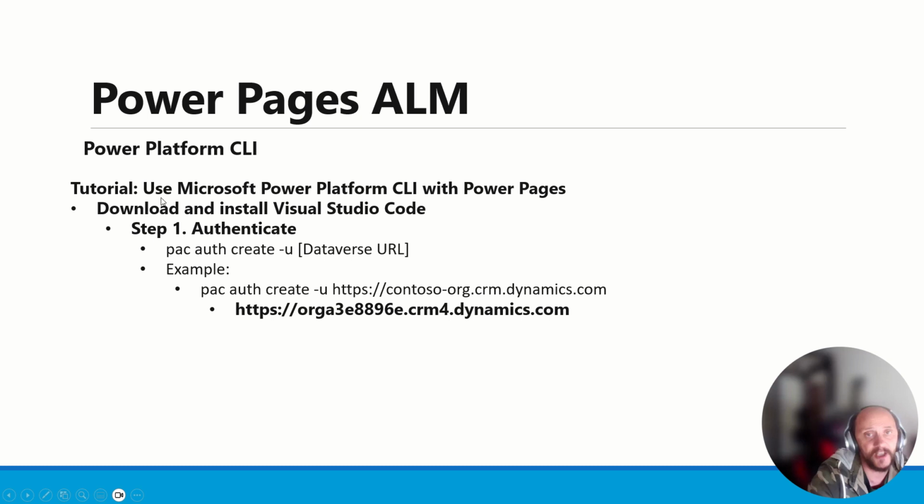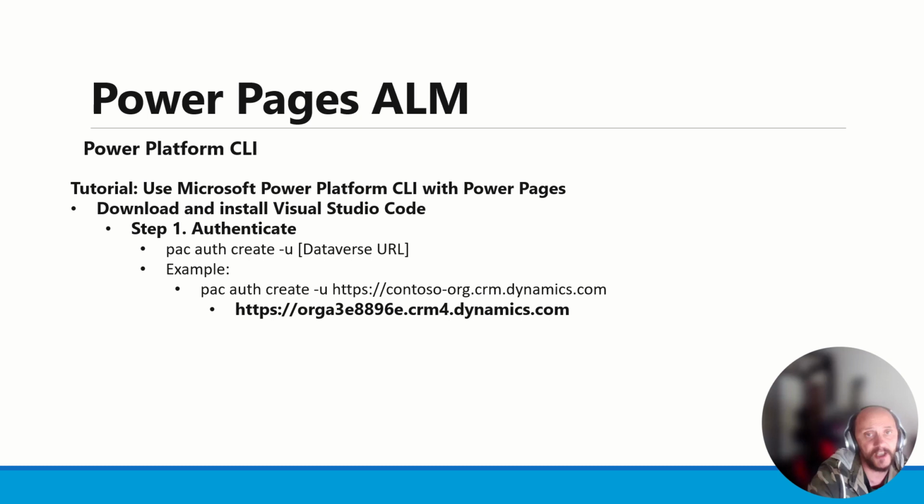To do this, the first thing you must do is, of course, download and install Visual Studio Code and install the extension Microsoft Power Platform CLI. After that, in step 1, you must authenticate in your environment. PAC means Power Platform CLI, so now we are talking about PAC, everything is PAC. Don't forget PAC, and let's see it. Let's see a demo very quickly. It's time for a demo.